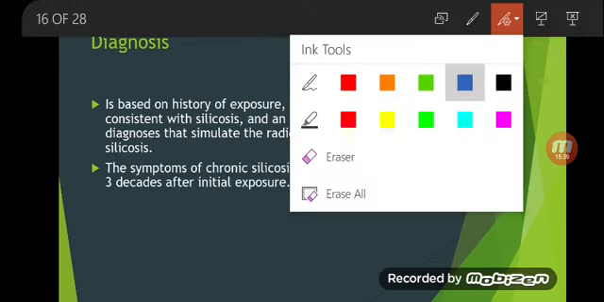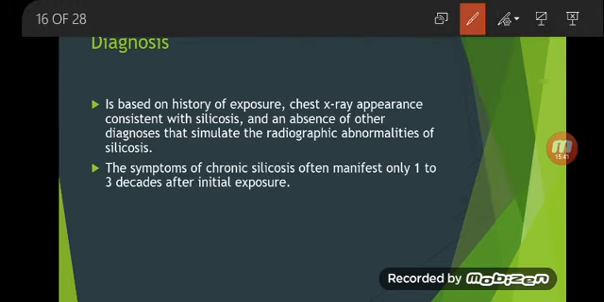You can find them here. Chest X-ray appearance, absence of other diagnoses, exposure, and symptoms manifest only 1 to 3 decades after initial exposure.